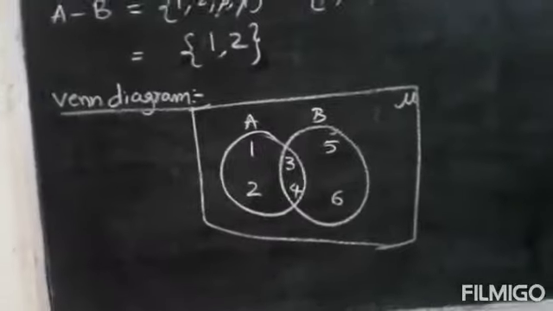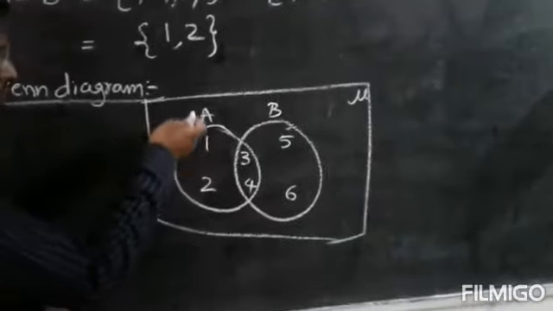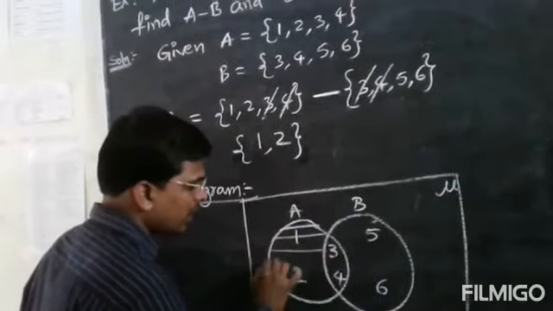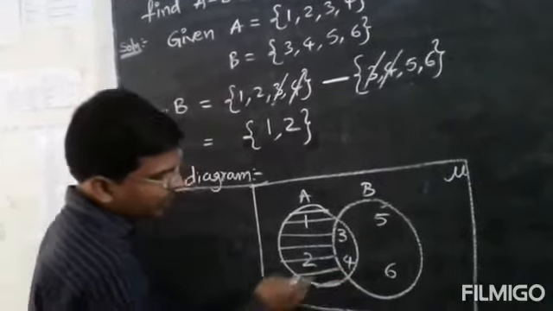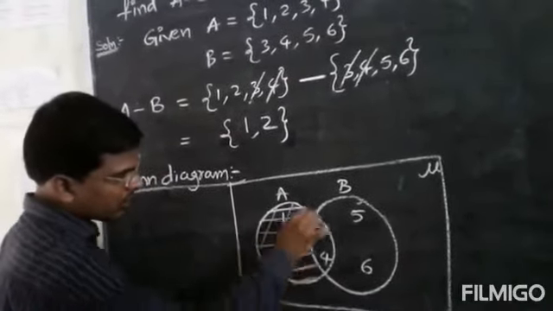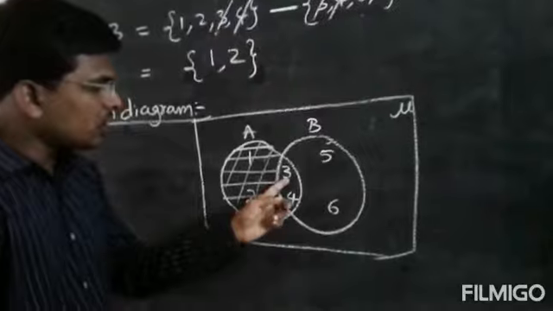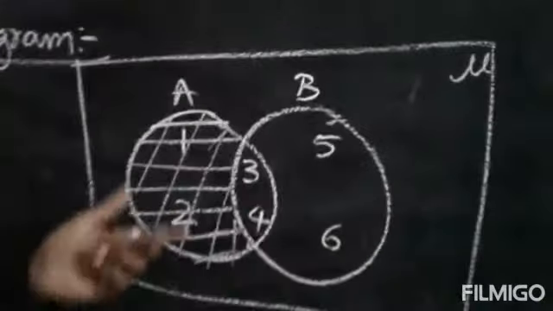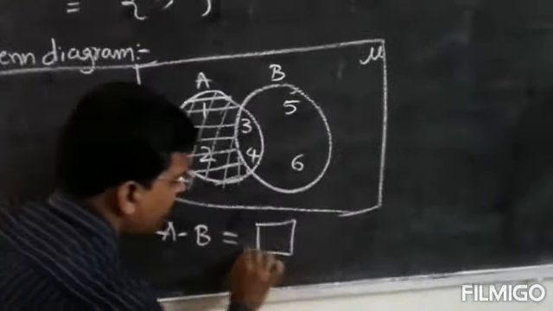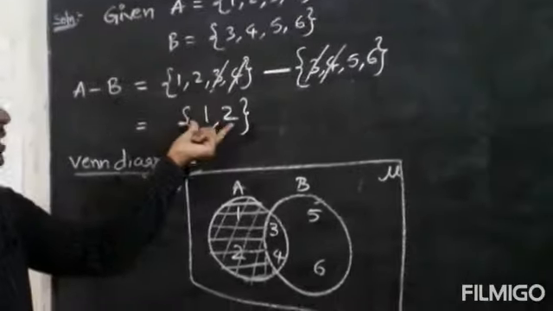Then what is the A minus B representation? A minus B means the set belongs to only the set A, but it does not belong to the set B. So that's why we should shade the region in only set A. If you observe, not in the common area, only the set A I am shading. Just be careful. This shaded region does not enter into the common area. It should be present only in the set A. Next, A minus B is equal to the shaded region. So these elements belong to only the set A.